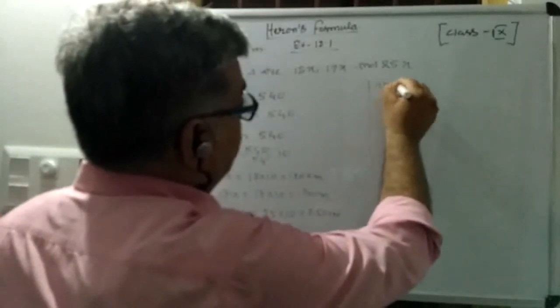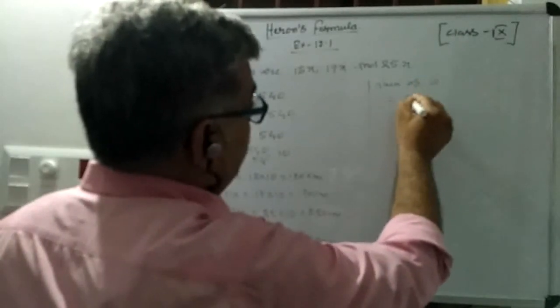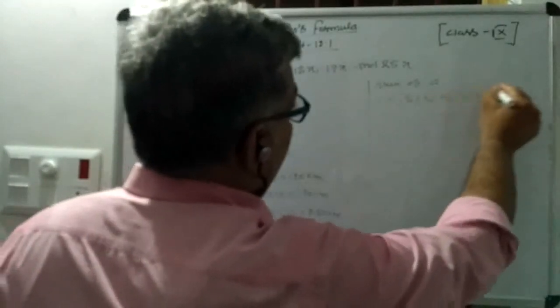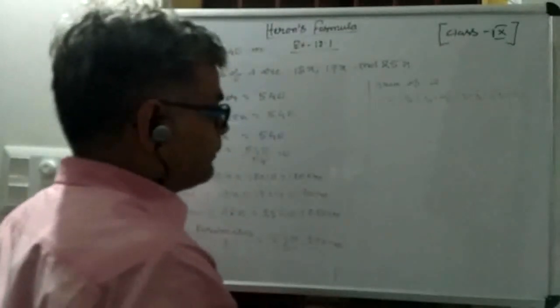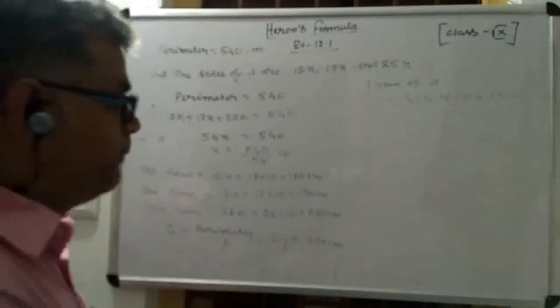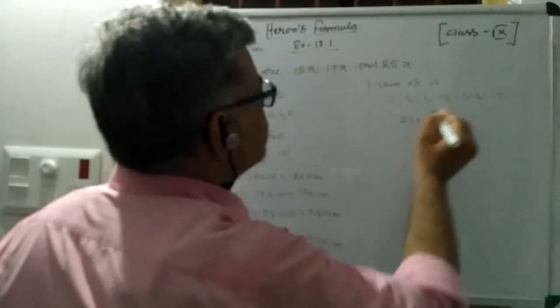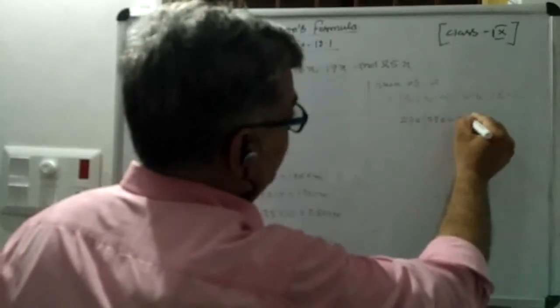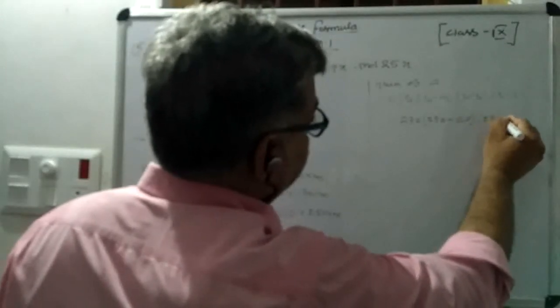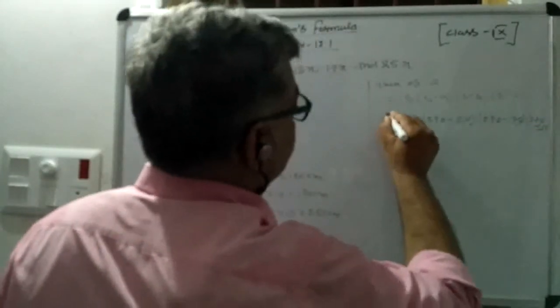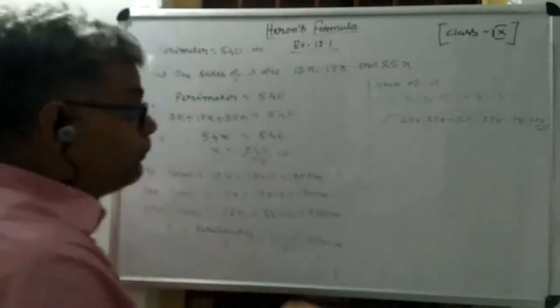So the area of the triangle will be equal to the square root of S into S minus A into S minus B into S minus C. Now your S is 270, so 270 into 270 minus A, which is 120, 270 minus B, which is 170, and 270 minus C, which is 250, all under root. Now simplify this and you will get the answer.